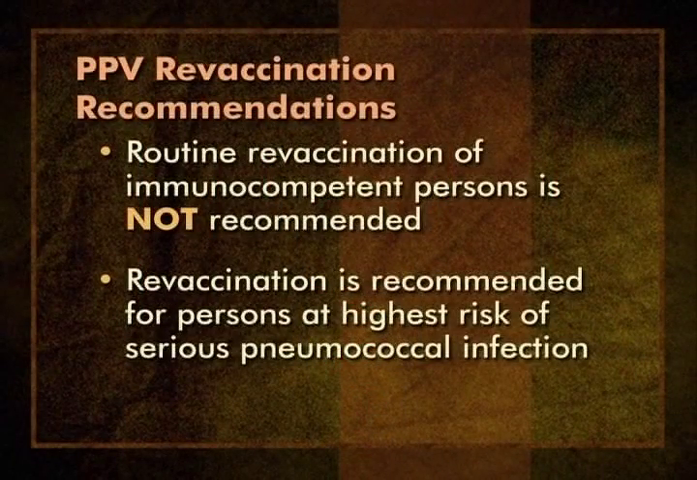Routine revaccination of immunocompetent persons is not recommended, regardless of the person's age. Revaccination is recommended for persons at highest risk of serious pneumococcal infection and for those who are likely to have a rapid decline in pneumococcal antibody levels. I'll define these groups a little further in a moment.